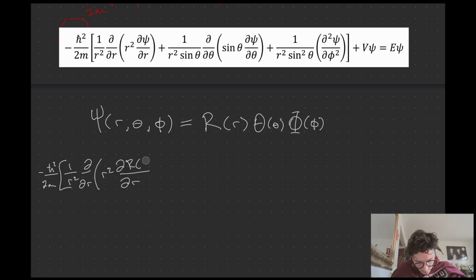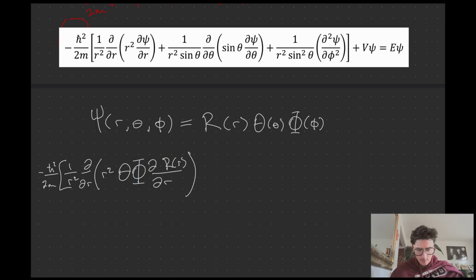Actually, no, we can't do that. We can't do that. Actually, we can. Partial r of R(r), and the partial derivative acts on only the thing that depends on r. So if we act on the full wave function, this function and this function get pulled out, and only this function feels the partial derivative. Cool. Let me know if that didn't make sense.